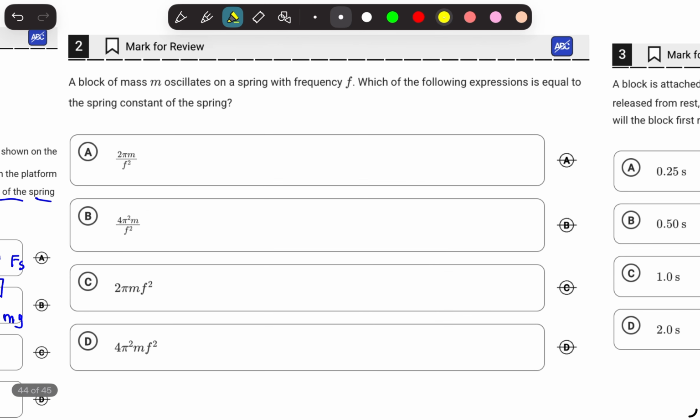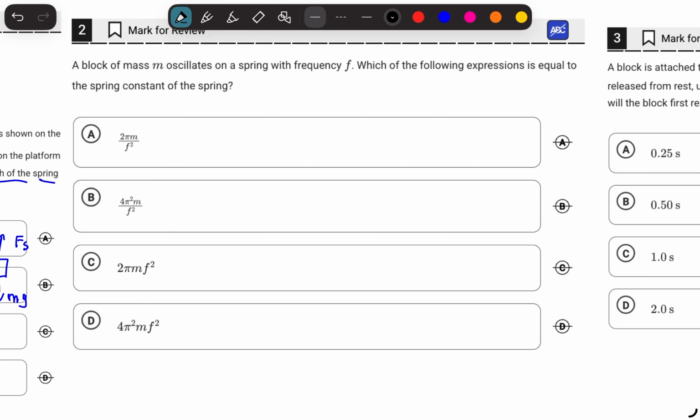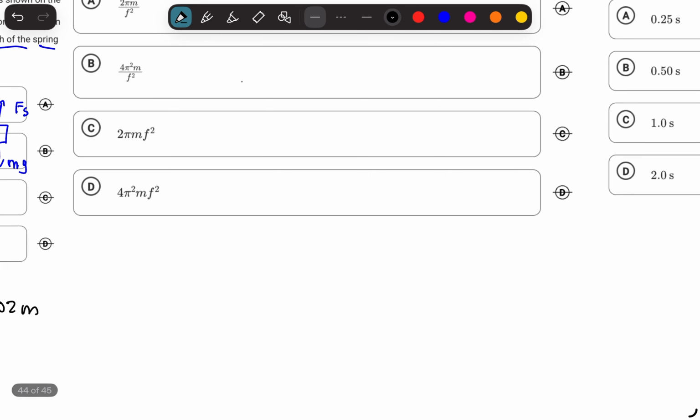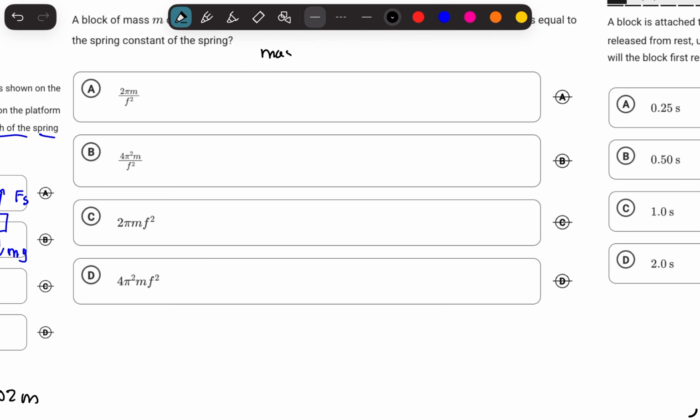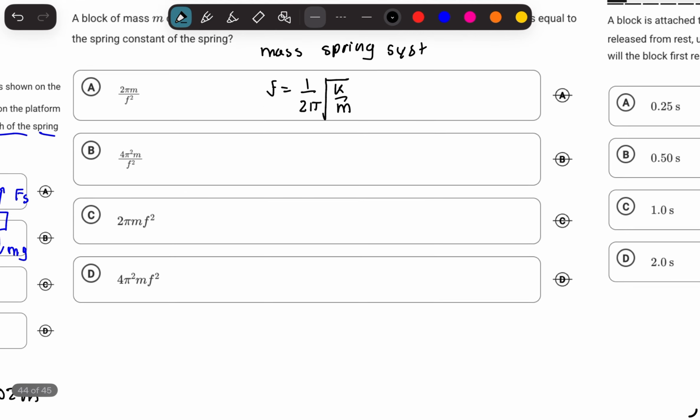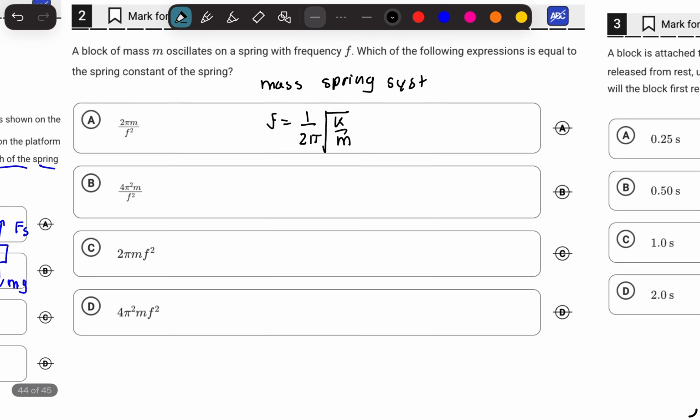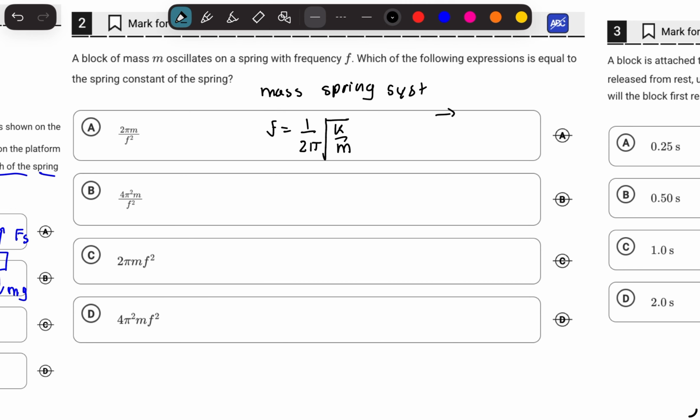A block of mass m oscillates on a spring with frequency f. Which of the following expressions is equal to the spring constant of the spring? So for this question, we know that we have a mass spring system. And for mass spring systems, you have a formula that is f is equal to 1 over 2 pi times the root of k over m. So with this starting equation, we want to solve for what k is.